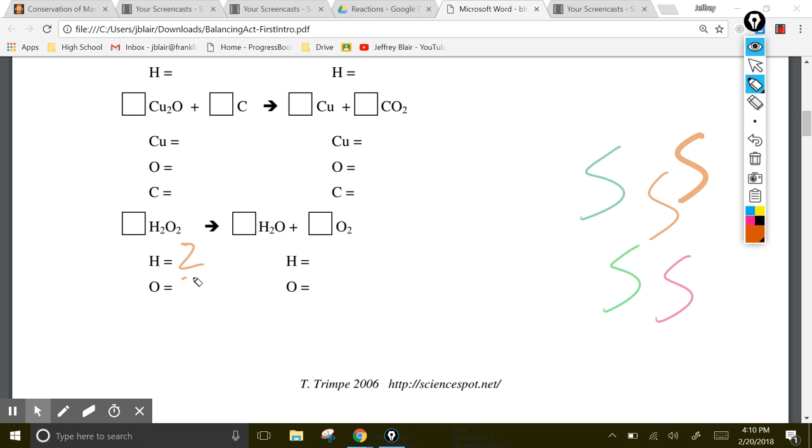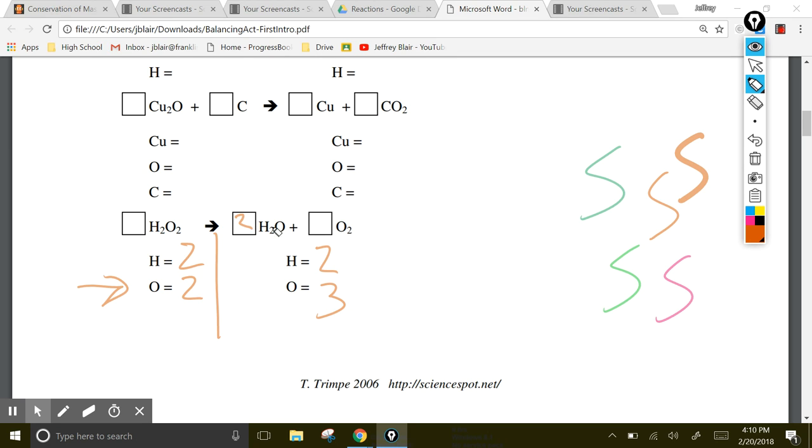Two H's, two O's, two H's, three O's. Here we do have an uneven mismatch. If we look at our O's, we've got an even number on this side and an odd number on this side. We need to even this odd side up. This 2 is not what is making it odd. It's this 1 right here for this oxygen.